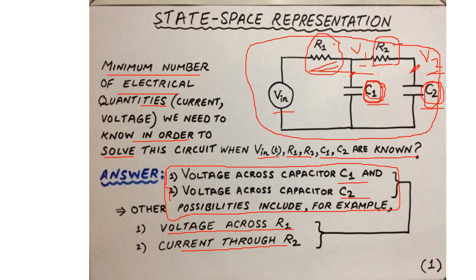Whatever method we apply to solve this circuit, the end result would be that we need to know two quantities to solve the circuit. Now this first answer is one option. The other possibilities also exist, and you can convince yourself by doing an exercise that in any case we need to know two electrical quantities to solve the circuit.